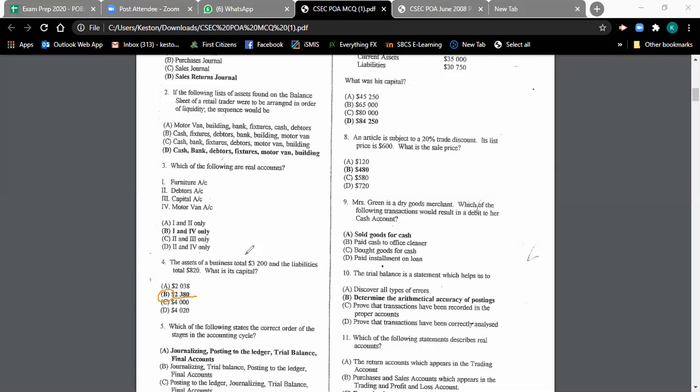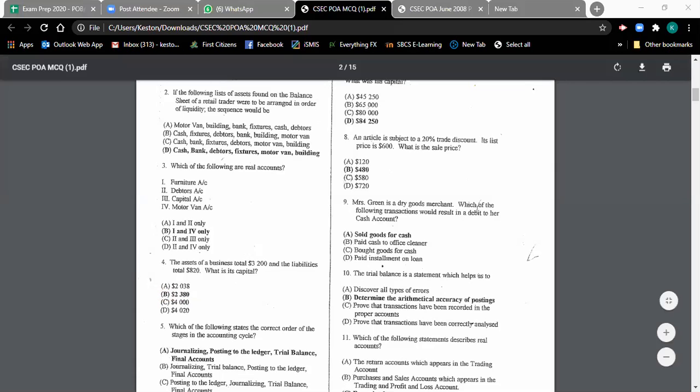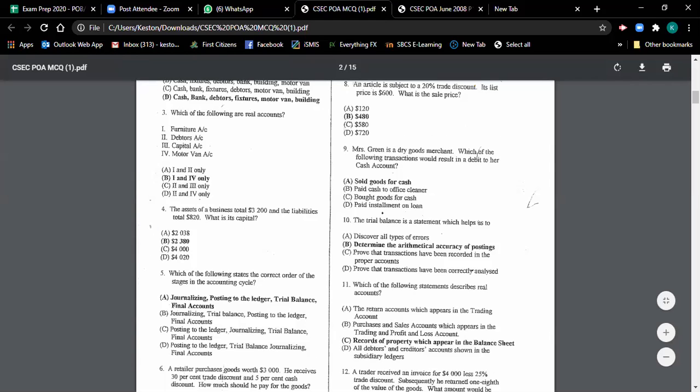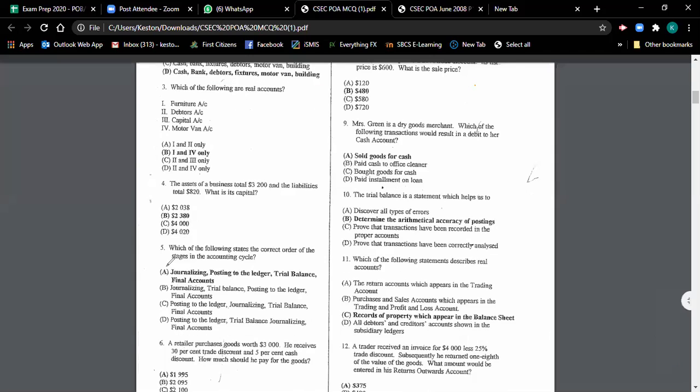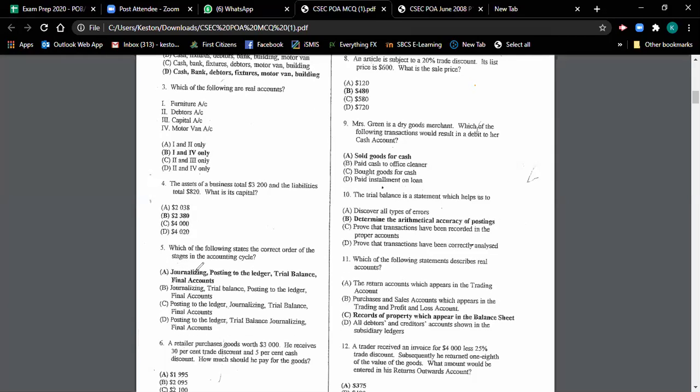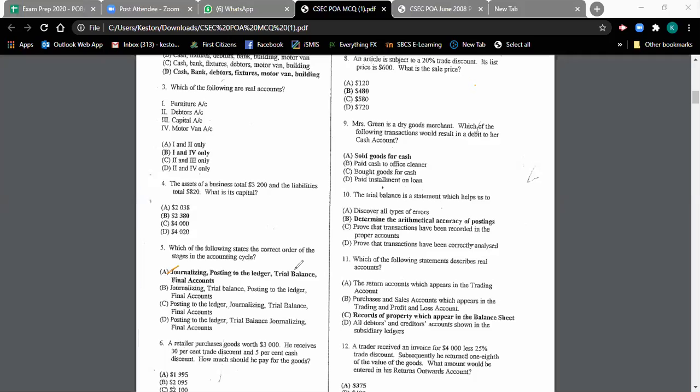5. Which of the following states the correct order of the stages in the accounting cycle? What we do first, journalize, then we post the ledger, then trial balance, then final accounts. E. Yeah?